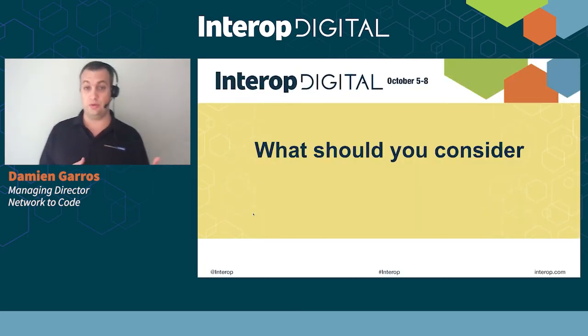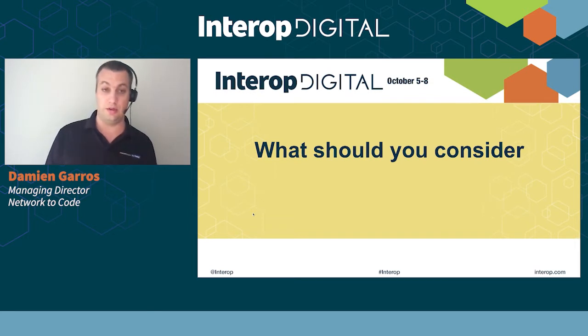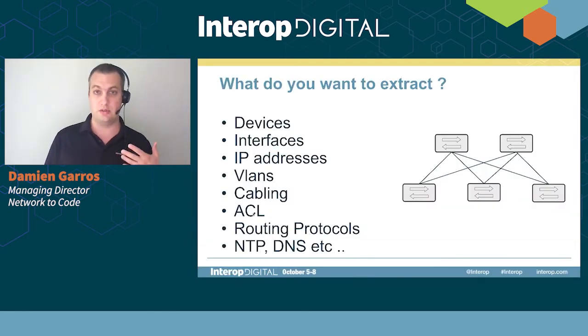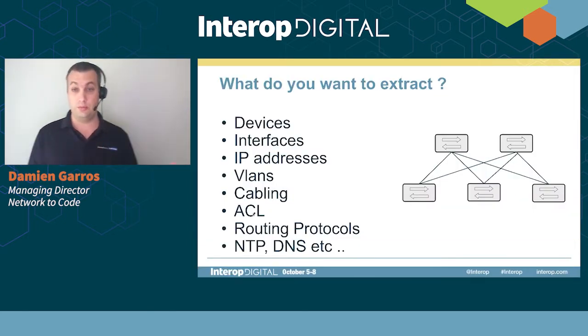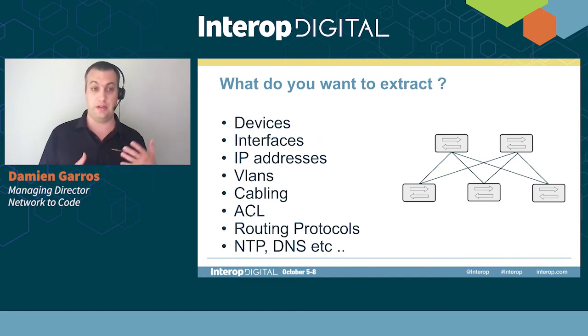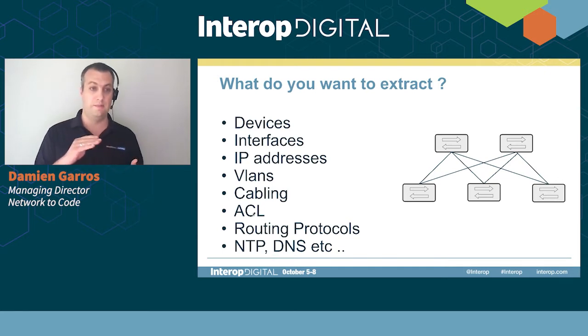So now, as you get into this journey, what do you need to consider? Well, the first question is, what do you want to extract? What do you want to import? There's so much information that can fit into a source of truth. Not everybody will need all of it. But if we look at the basics, it's all about the devices, the interfaces, the IP addresses, the VLANs, the cabling, potentially the SELs, routing protocol, DNS.